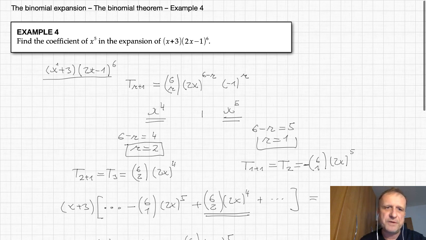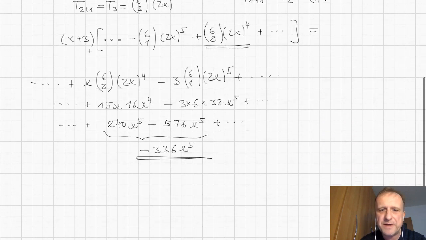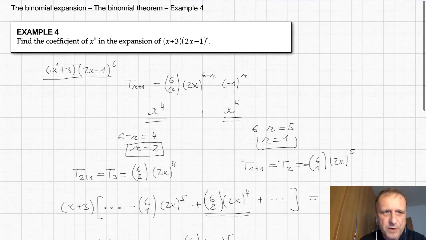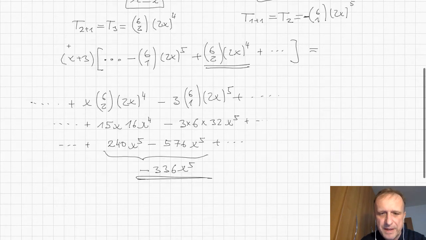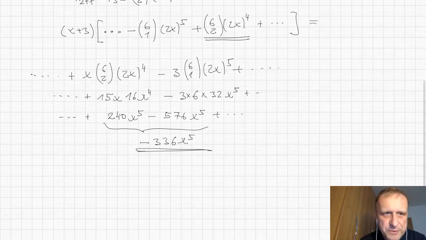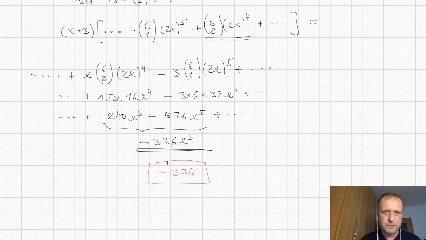Okay, so this is the term in this expansion, in this product of the bracket and the power of another bracket. This is the term which contains, and this is the only one which contains x to the power of 5. And the question was, what is the coefficient of this term? And we see that the proper answer to this would be that the coefficient is minus 336. So this is the answer to this exercise.